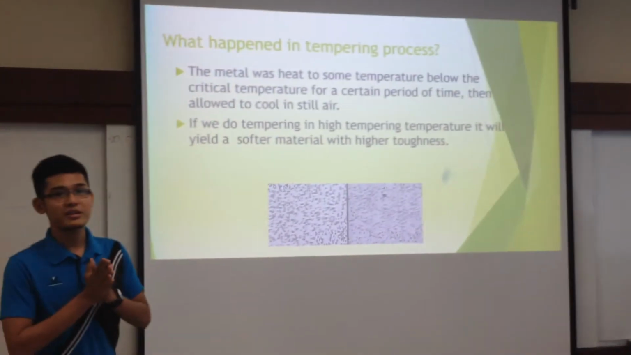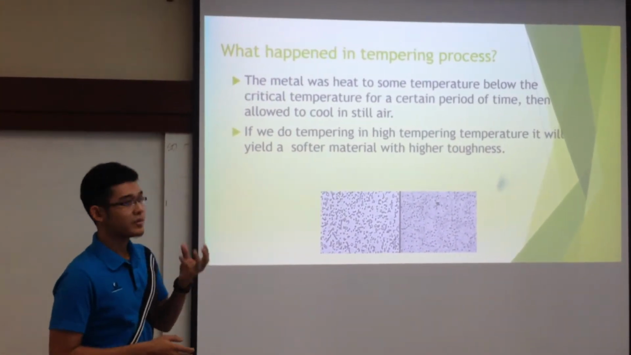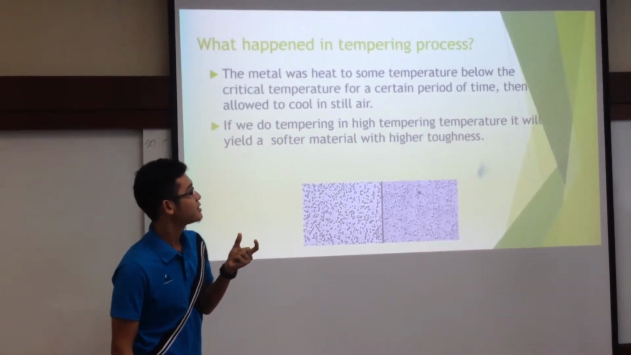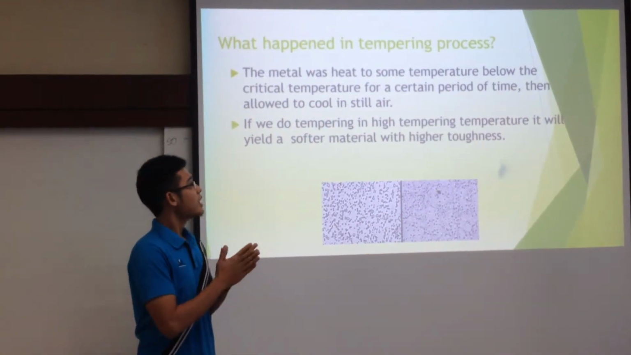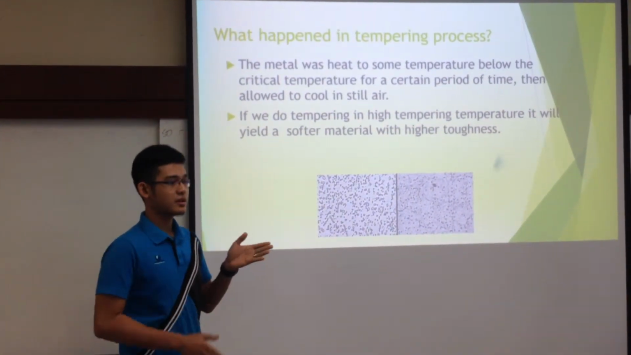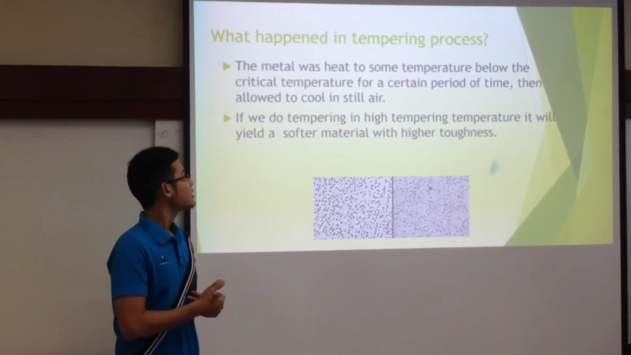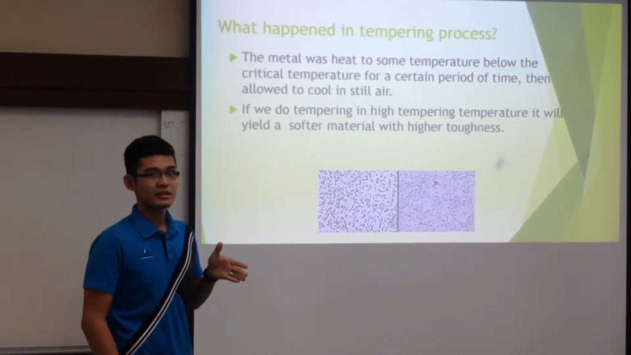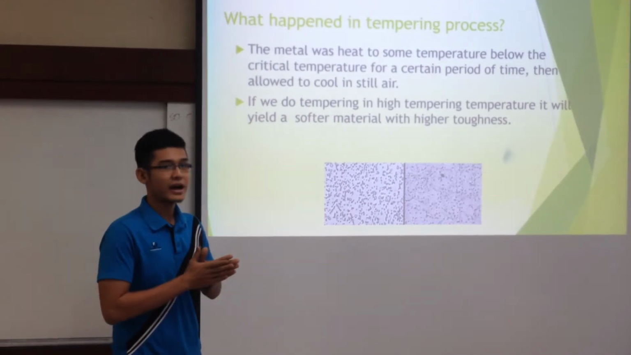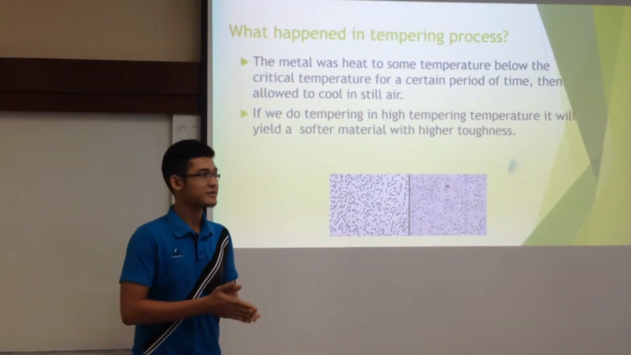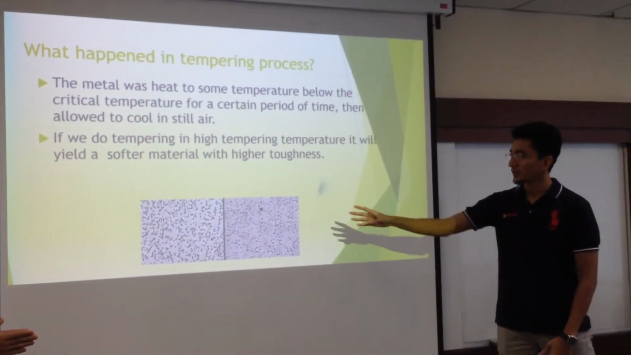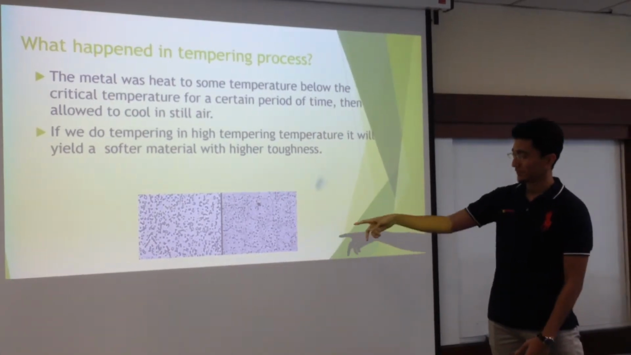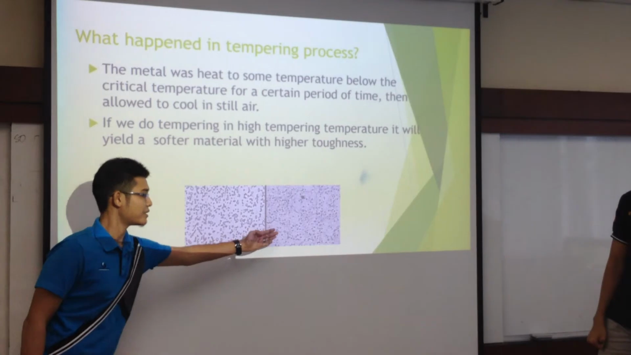So, what happens in the tempering process? First, the metal is heated to some temperature below the critical temperature for a certain period of time. Then, it's allowed to cool in still air at room temperature. Next, if you do the tempering at a high temperature, it will yield a softer material with higher toughness, so it will become more tough. This is what the product looks like. Its structure is like this. So it will become more tough, like this.